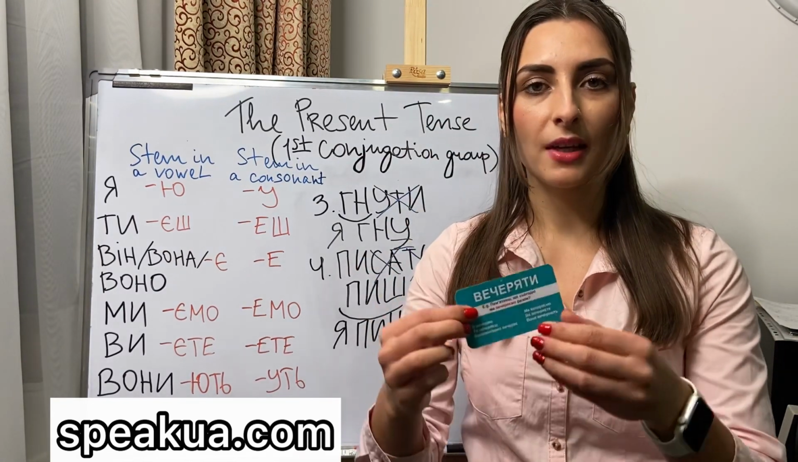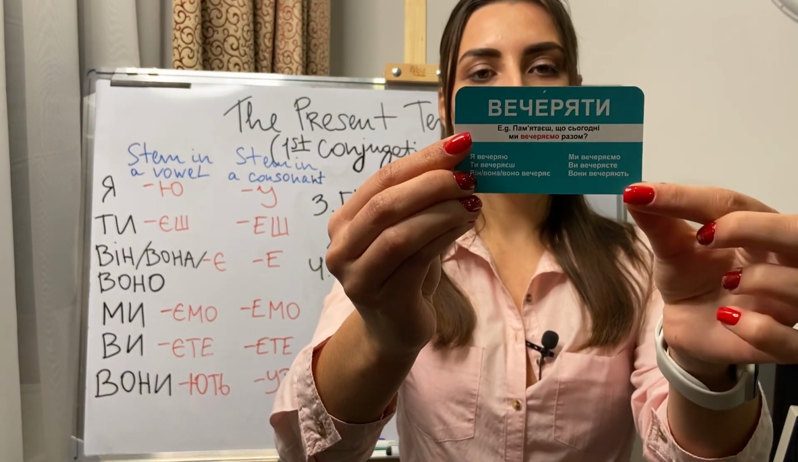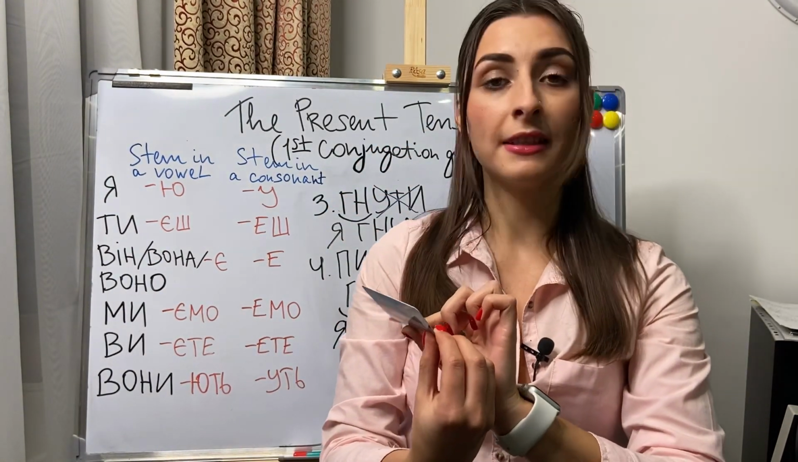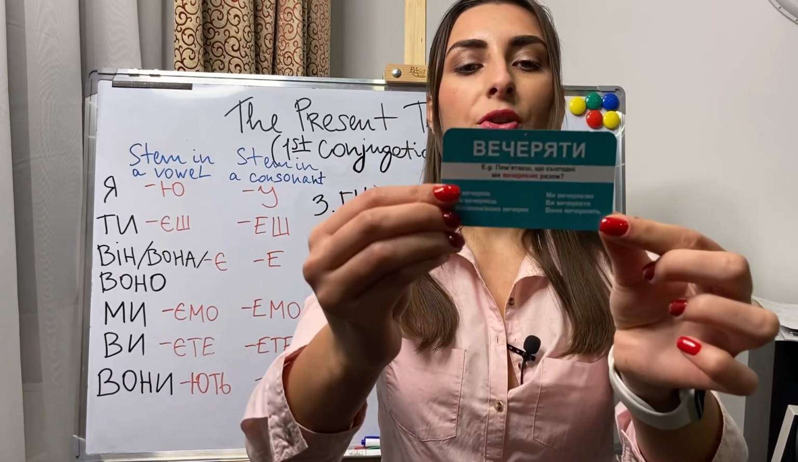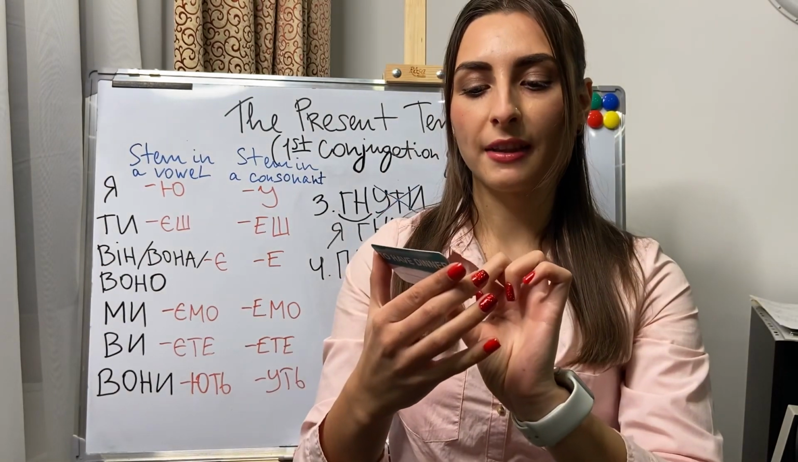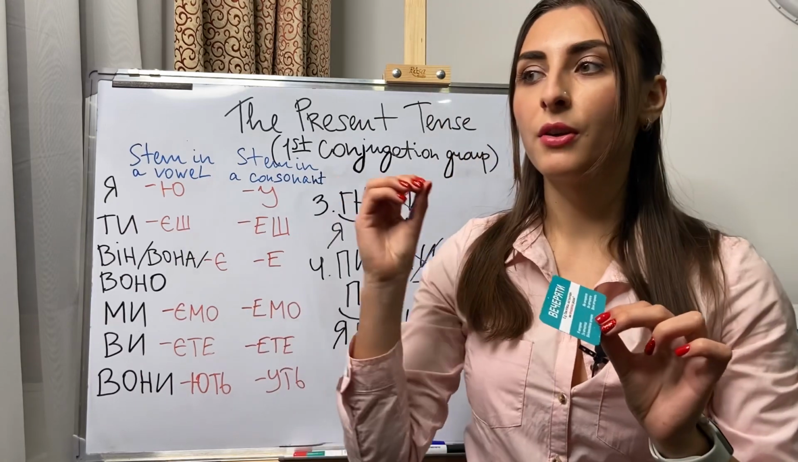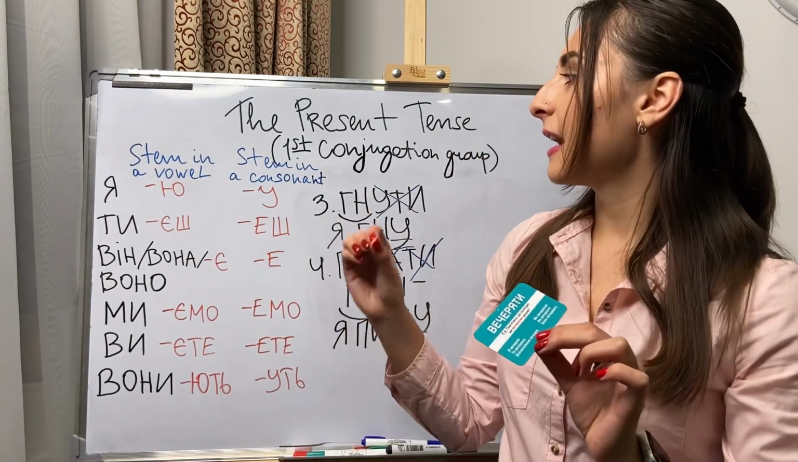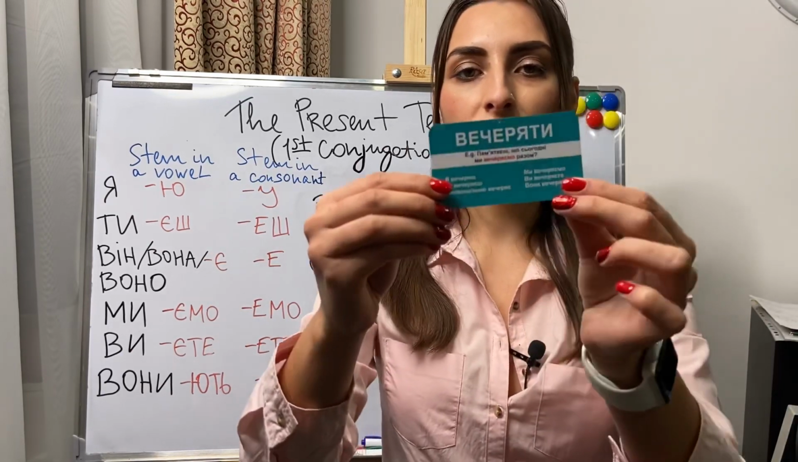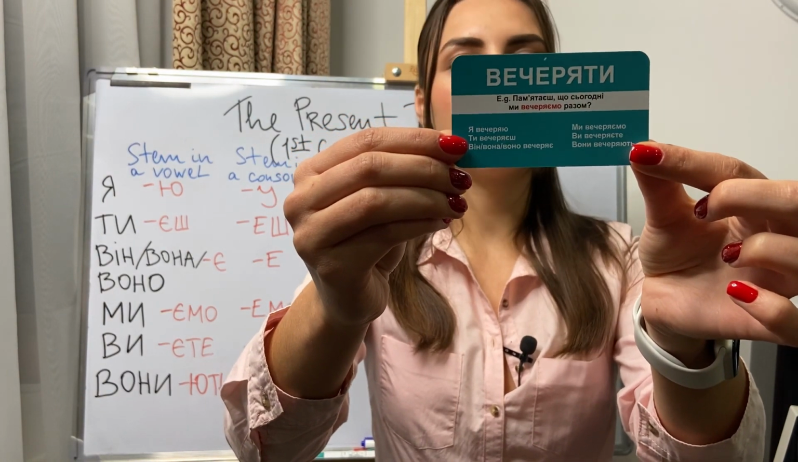So you see on the first side of the card the Ukrainian verb вечеряти, and it has the infinitive ending ty, and then you see the all conjugation for this verb вечеряти. So вечеряти, this is the first conjugation verb that ends in a vowel. Then you have to add this kind of endings. Я вечеряю, ти вечеряєш, він, вона, воно вечеряє, ми вечеряємо, ви вечеряєте, вони вечеряють.